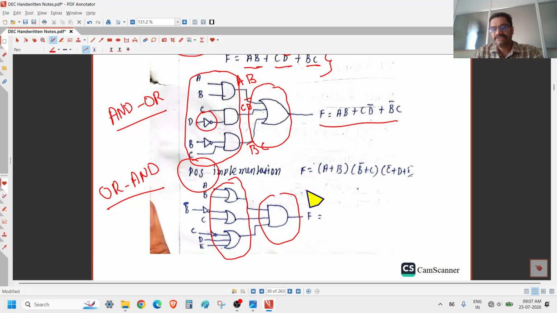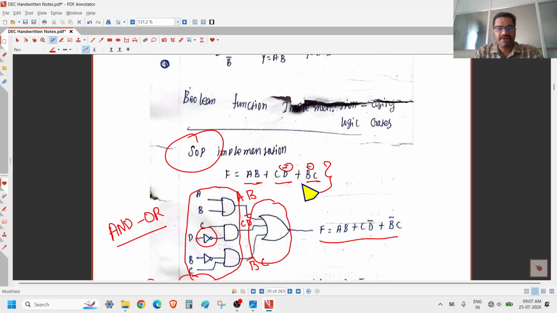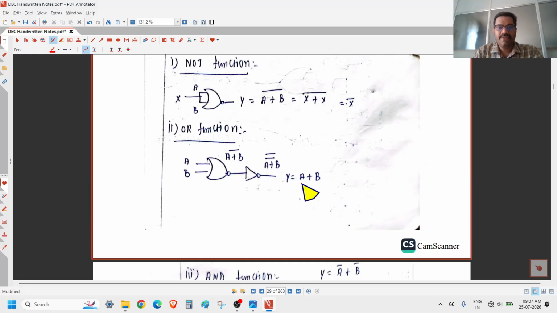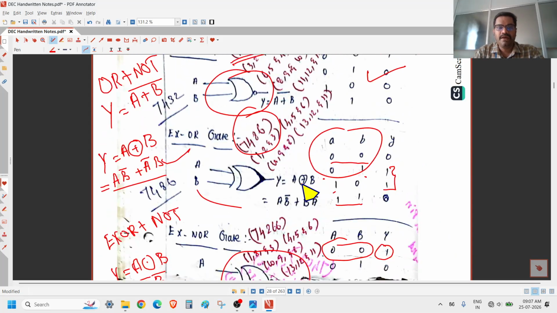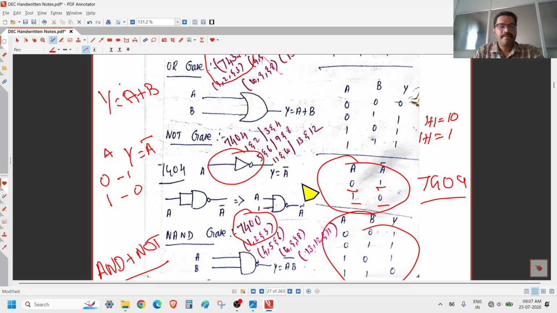I hope you understand today's content. Today we have discussed the basics of logic gates, that is the representation and implementation. There are different kinds of logic gates: AND, OR, NOT, NAND, NOR, EXOR and EXNOR, right? Okay, thank you.